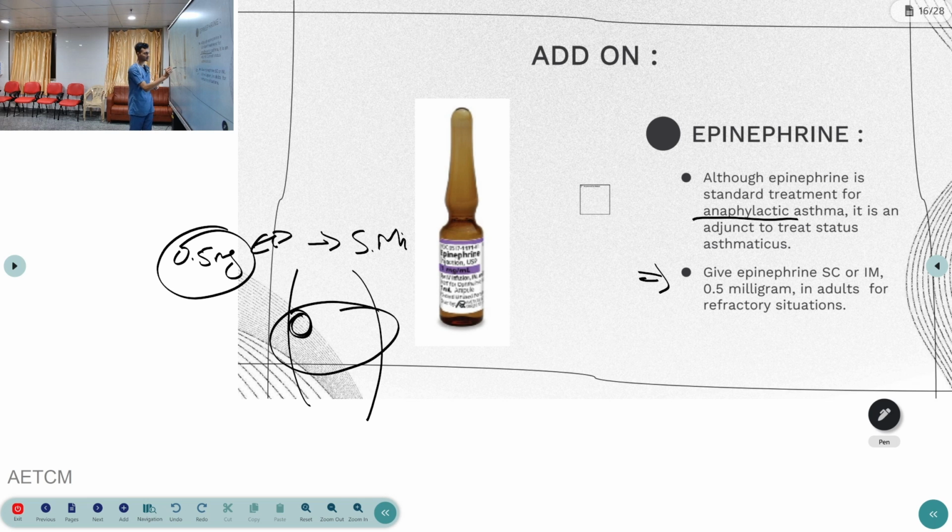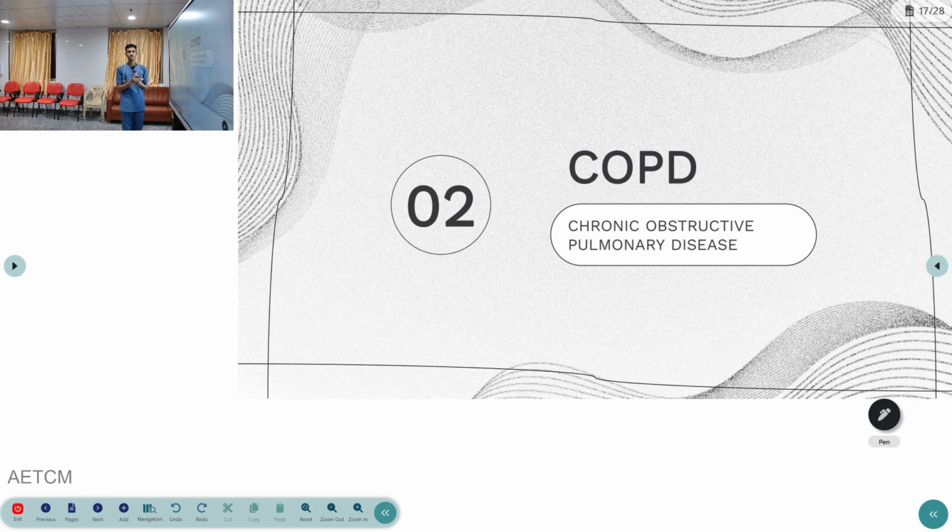Here you will get the muscle vastus lateralis. There we have to inject 0.5 mg of adrenaline. That is important. Here we mainly use it in anaphylaxis, and in another form, nebulization, we also give it. In severe acute asthma cases we also use nebulization of epinephrine.